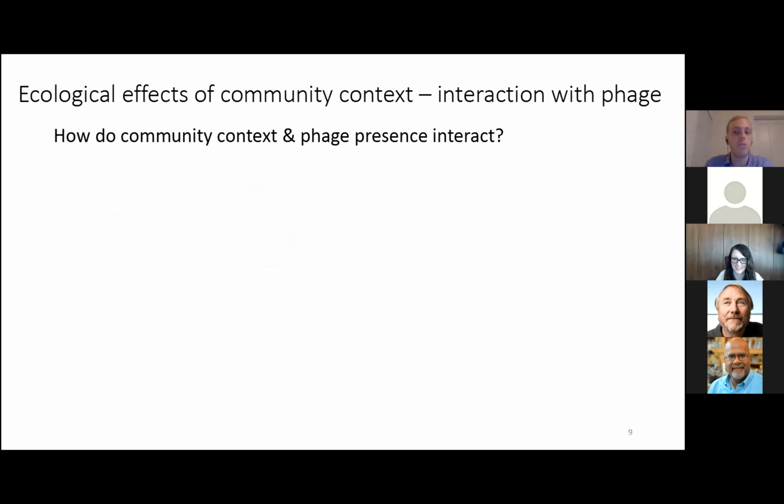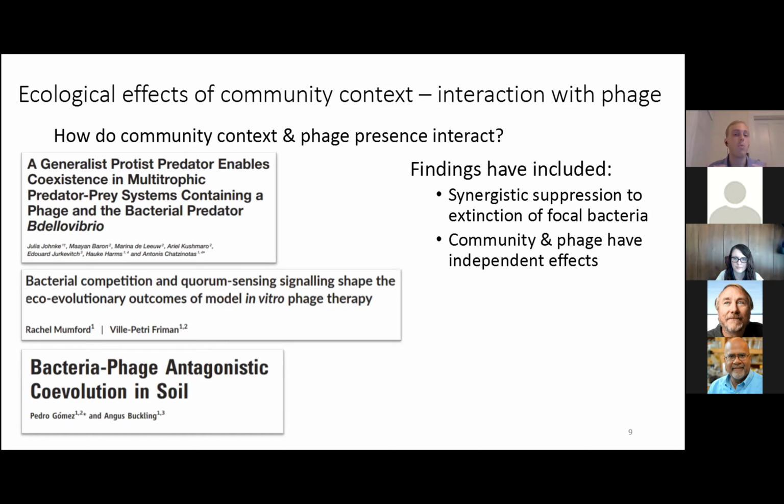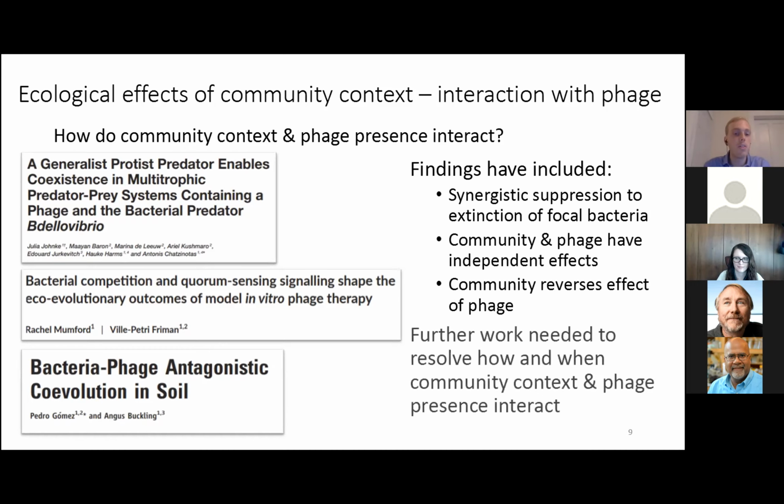Other findings have included that these effects can work largely independently, where both maybe suppress the focal bacterial density, but they don't really synergize in any way. And even in some cases, the community weakens or reverses the effect of phage, where phage will reduce the bacterial density, but then in the community context, it actually has a much weaker effect. And so clearly we need a lot further work to start to resolve how and when and what factors underlie this interaction between community context and phage presence.